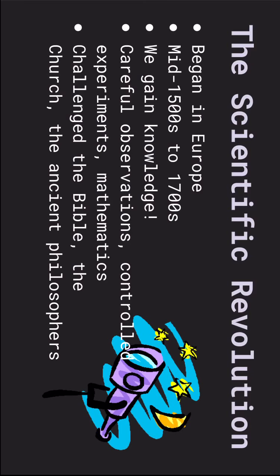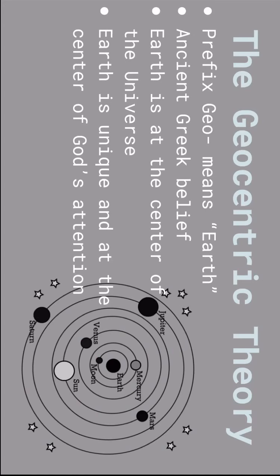And of course, we're challenging the Bible, we're challenging the church, and we're challenging these ancient philosophies, saying no more to you, such as the Greeks and the Romans. So the geocentric theory is what we're challenging here. This prefix geo, G-E-O, means earth. So think about the word geography, right? Geography is the study of Earth's maps and its features. Geology, another word with the prefix geo, is the study of the Earth's matter and forms and rocks and all that good stuff.